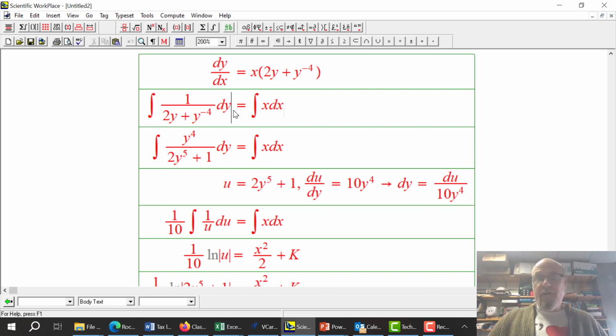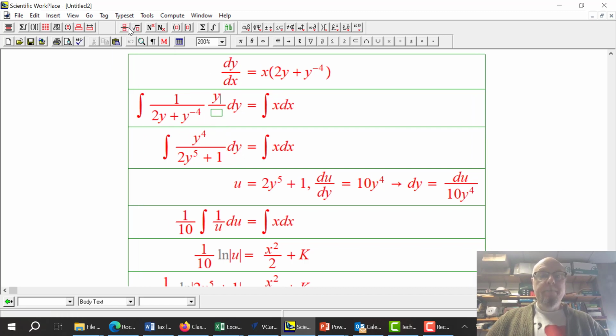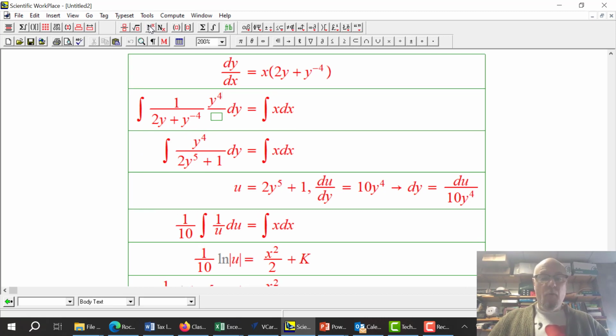It's not as easy as the integration we just did in the Bernoulli. The way I'm going to approach it is, I'm going to multiply top and bottom by y to the 4th, so that I don't have any negative exponents.